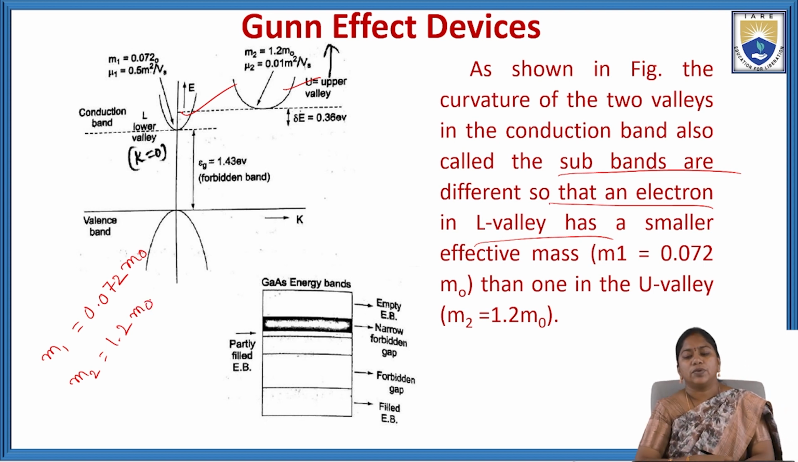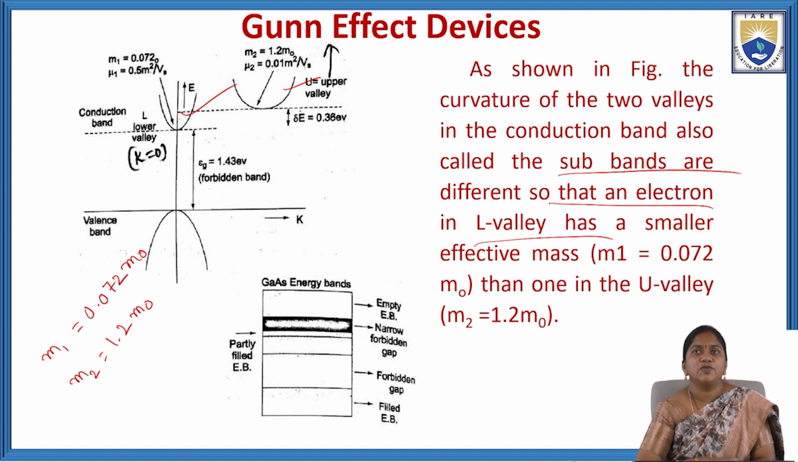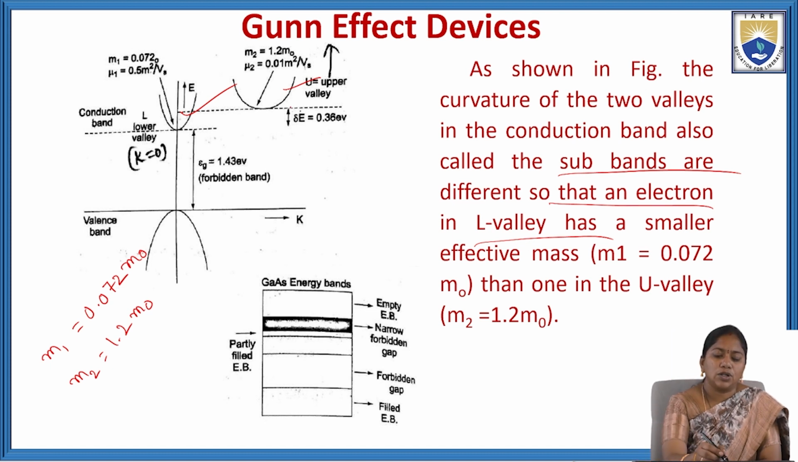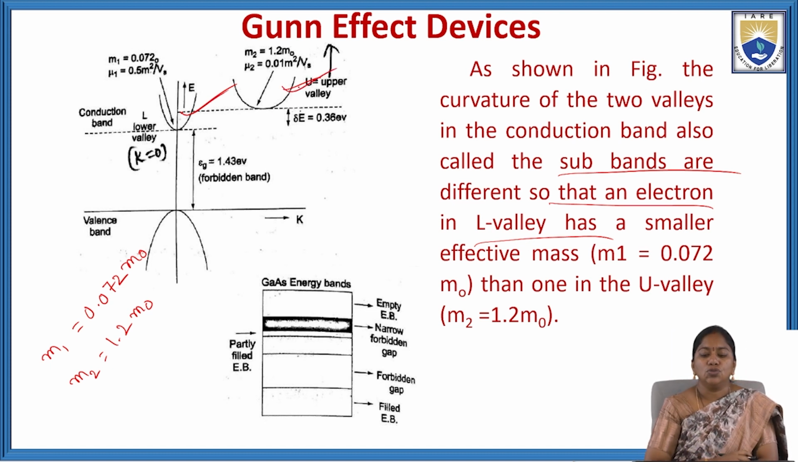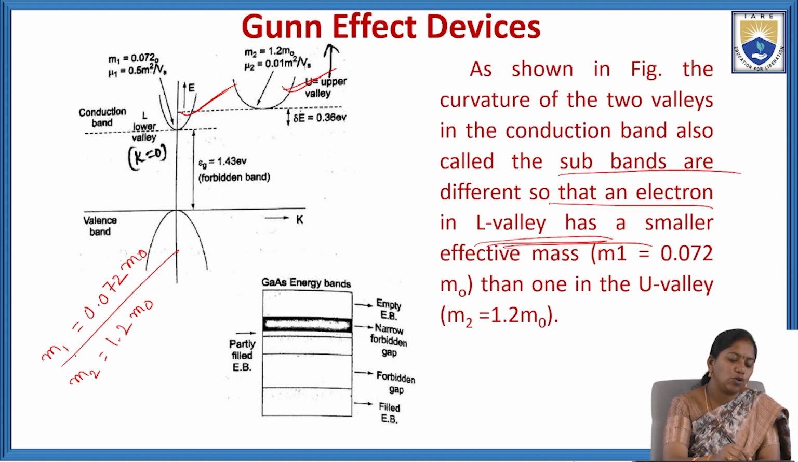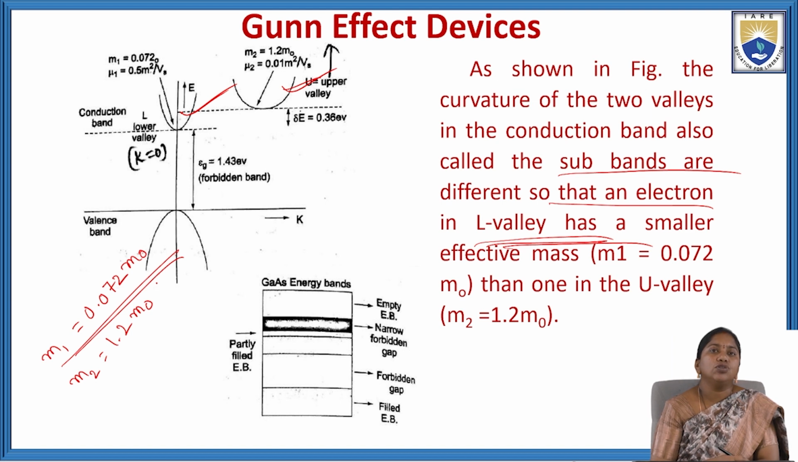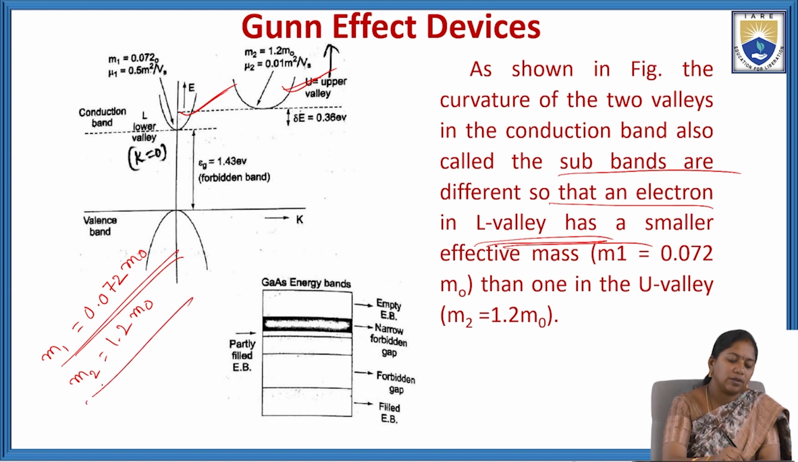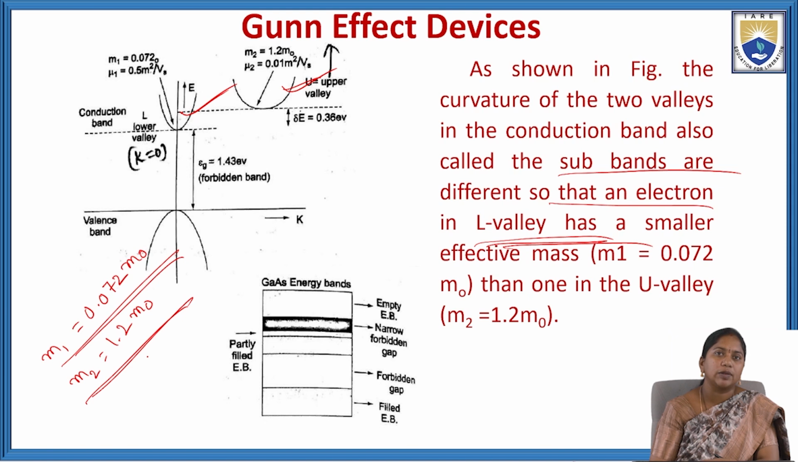As can be observed from the figure, the curvatures of the two valleys, L valley and U valley, in the conduction band are also called the subbands. Those are different, so that the electron in the L valley has a smaller effective mass, m1 equal to 0.072 m naught, which is smaller than the electron mass in the U valley. The electron in the U valley has effective mass m2 equal to 1.2 m naught, where m naught is the mass of the electron.